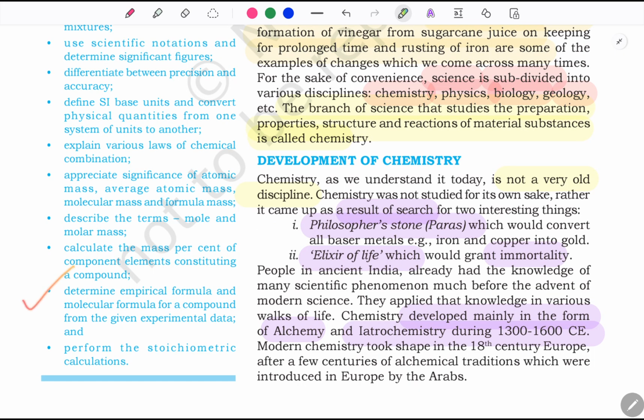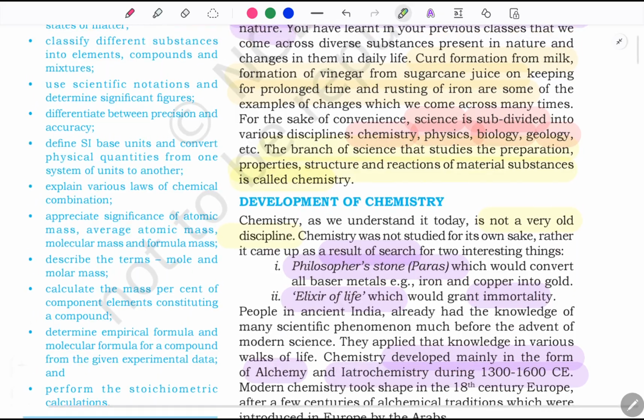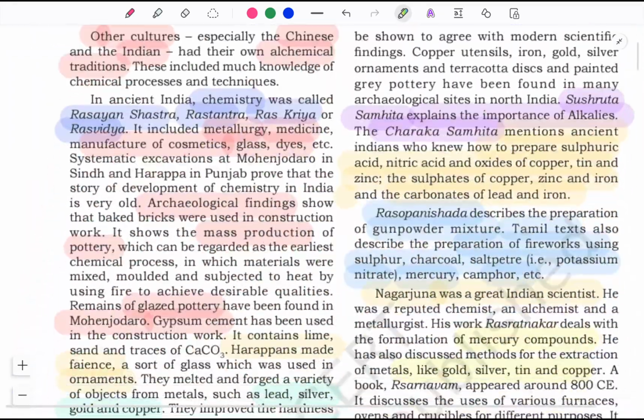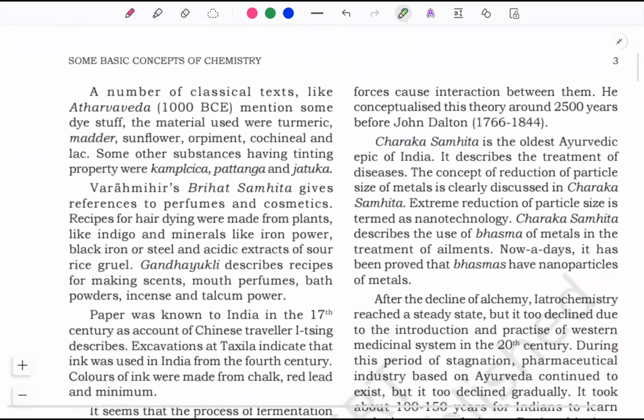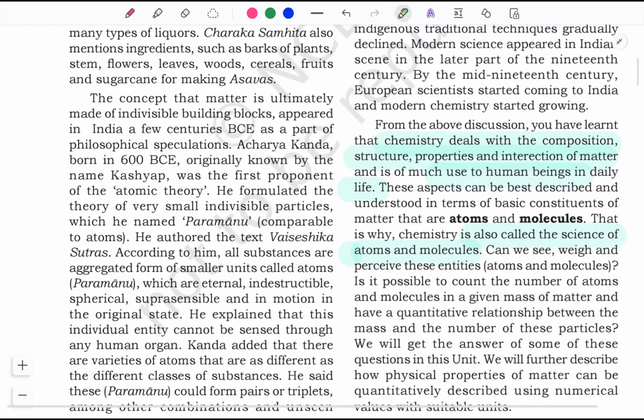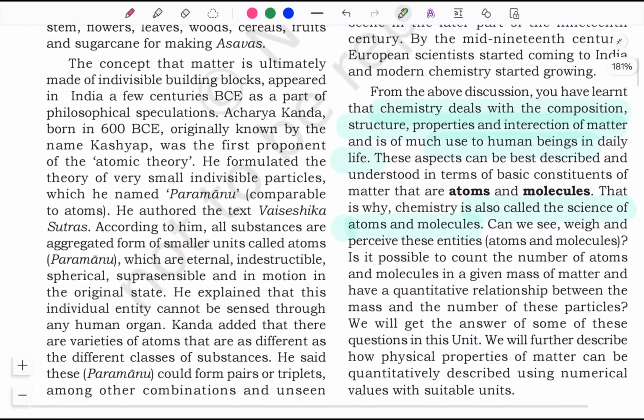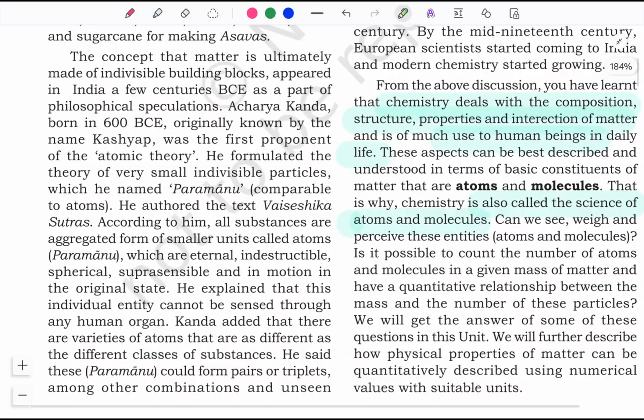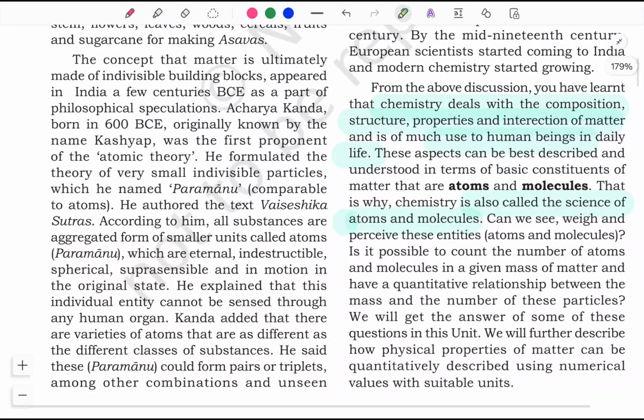Determine the empirical formula and molecular formula for a compound from the given experimental data. And the last is performing the stoichiometric calculations. So right now this is a very simple basic introduction of this chapter. Let us first directly jump to the definition of chemistry, because that's what I have made today's session about. So here, let's understand the meaning of chemistry.